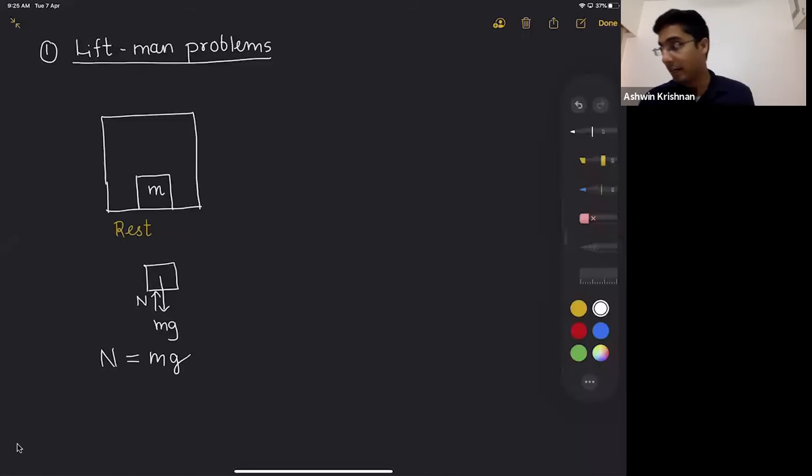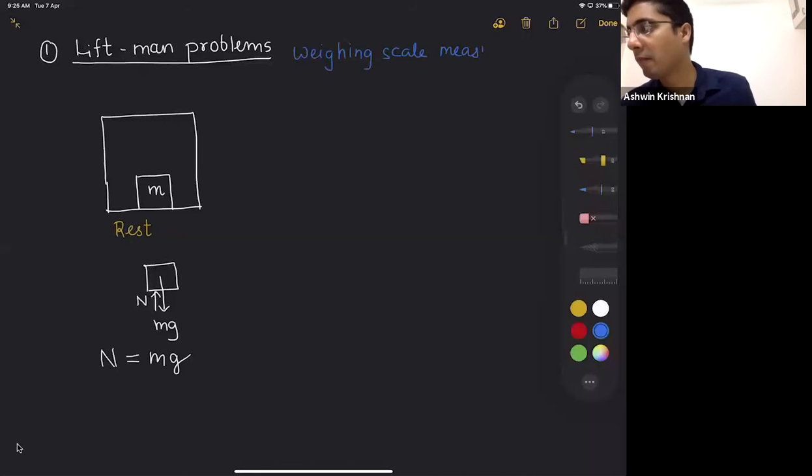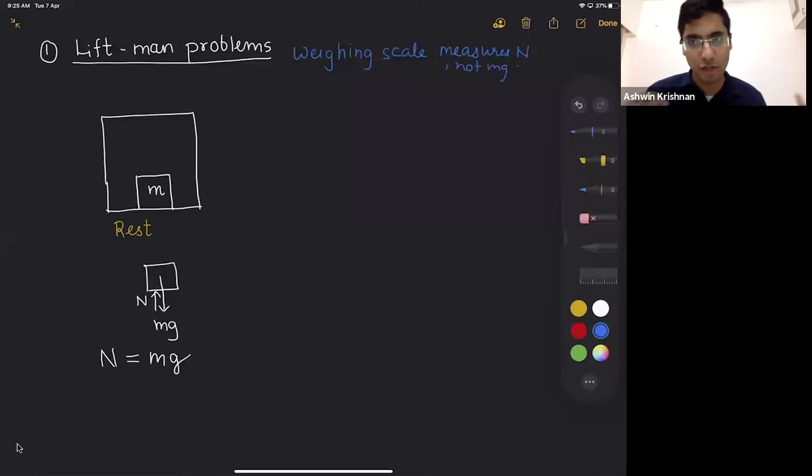It does not measure the weight. I mean, very important concept. Weighing scale measures N, not mg. But when the lift is at rest, because N is equal to mg, you get your weight.